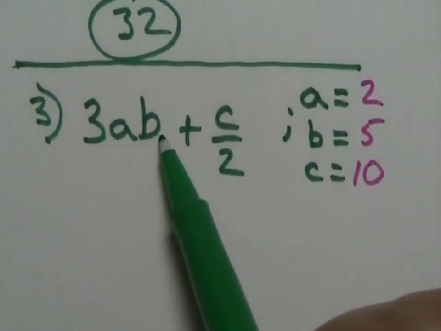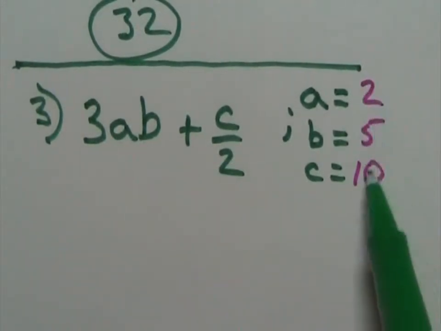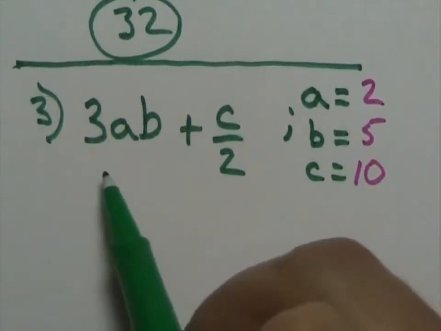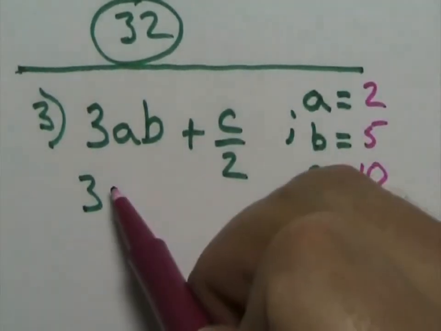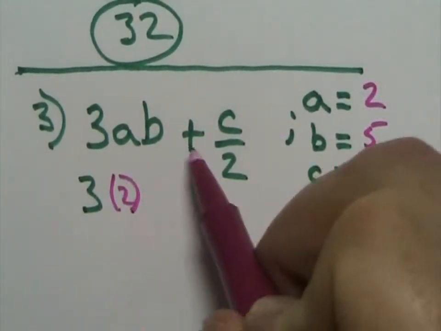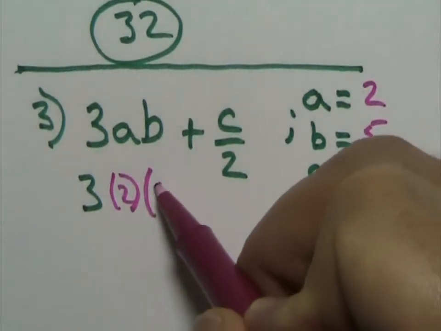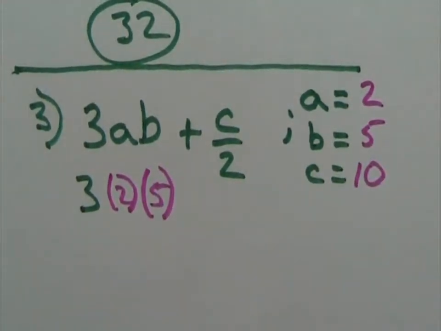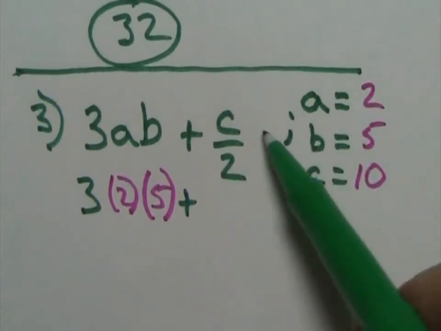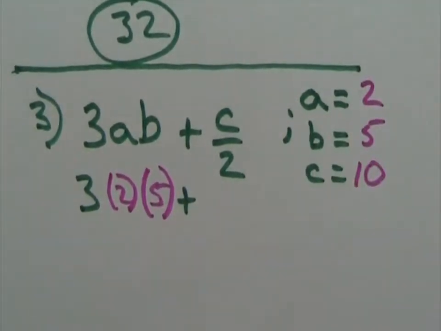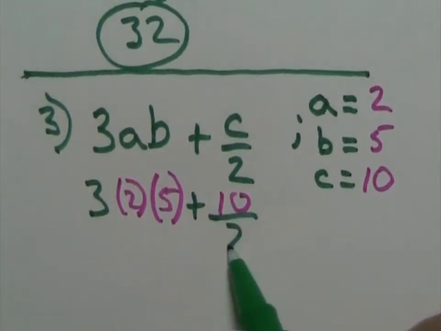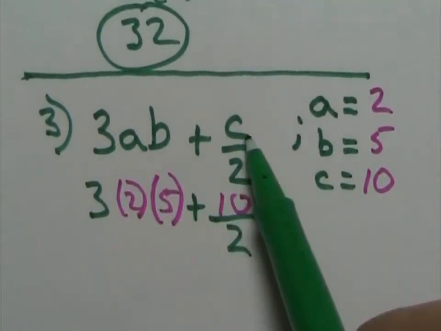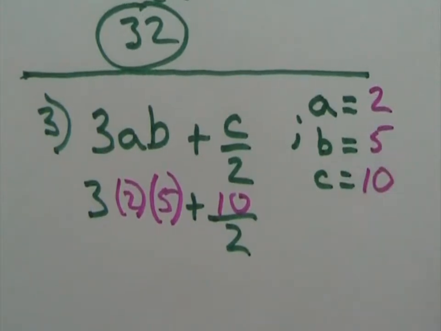Okay, so I have 3 times a times b, plus c, divided by 2. What I'm going to do is substitute these numbers in for those variables. So I have a 3 here. Then a is 2, so I'll put a 2 there. And b is 5, so I'll put a 5 there. Plus c is 10, so I'll put a 10. And then I'll divide by 2. So I just substituted each variable with these numbers. Why did I do that? Because it told me to.